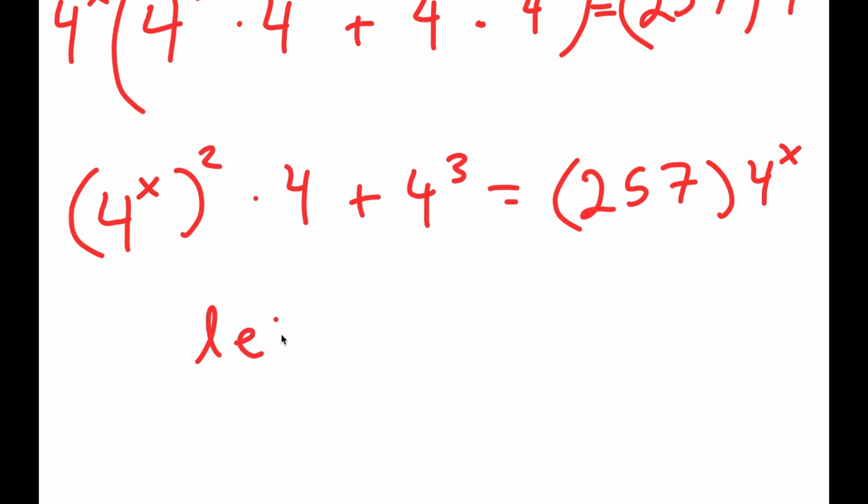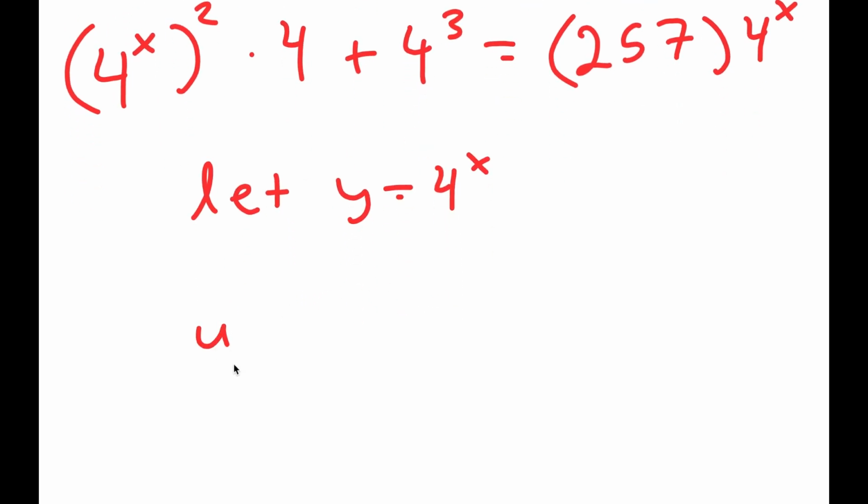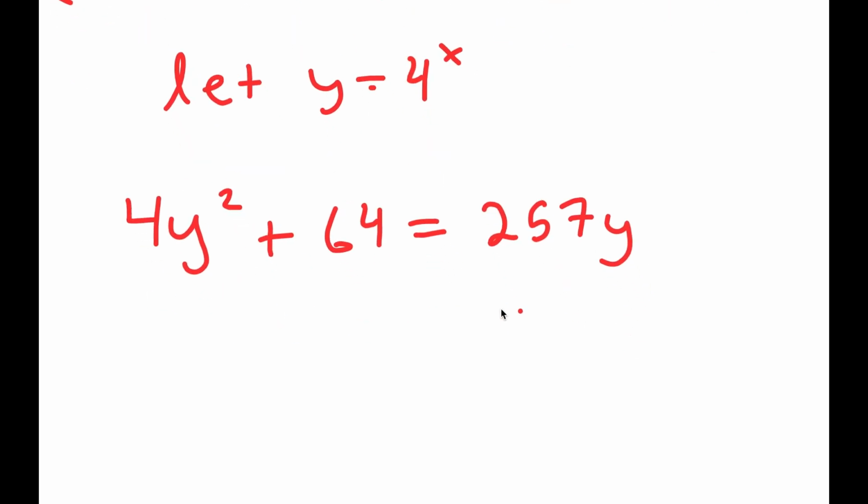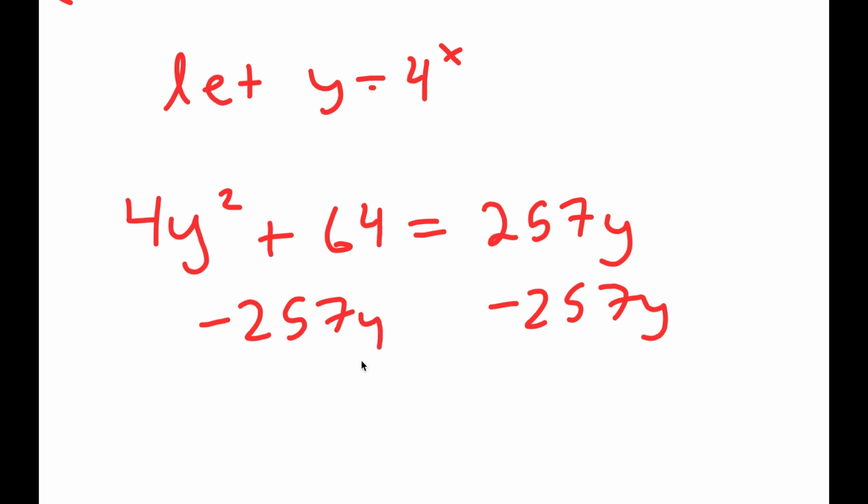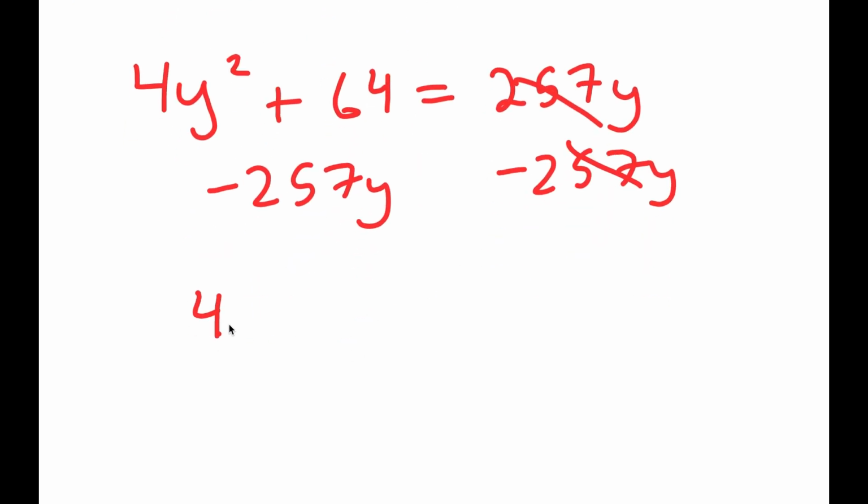Now I'm going to let the variable y equal 4 to the power of x. So I get y squared times 4, which is 4y squared, plus 4 to the power of 3, which is 64, is equal to 257y. And now if I subtract both sides by 257y, these two cancel out, and I get 4y squared minus 257y plus 64 is equal to 0.